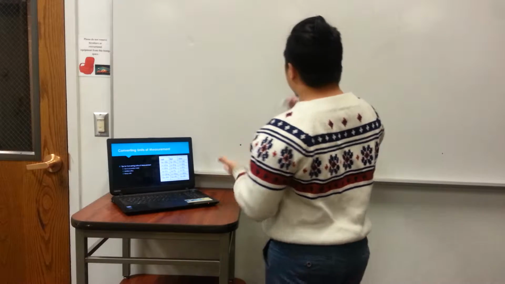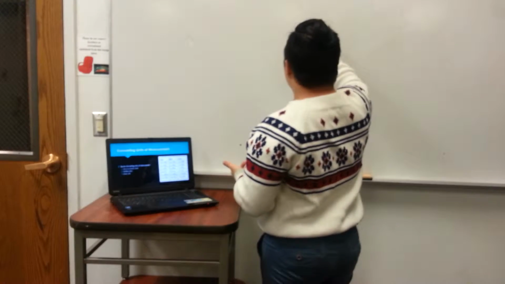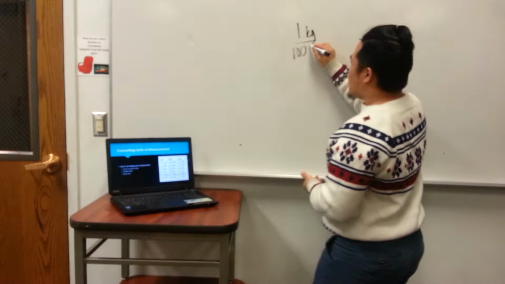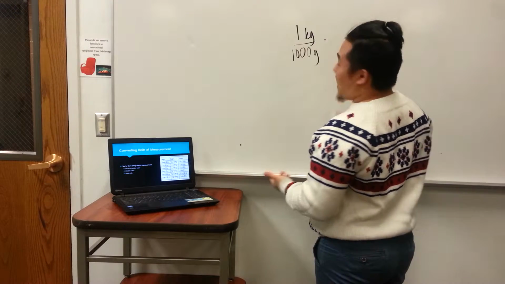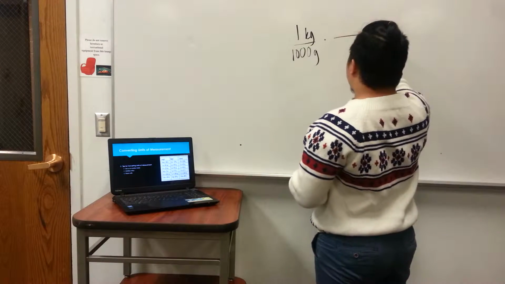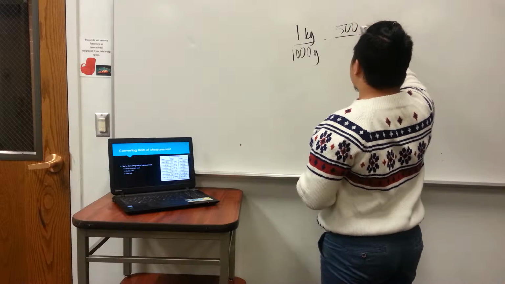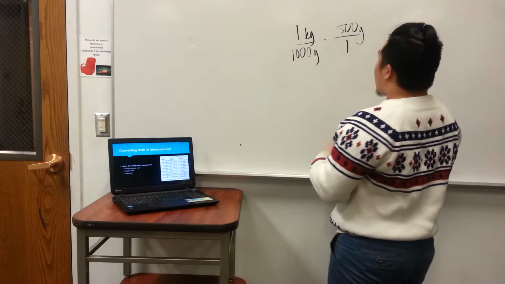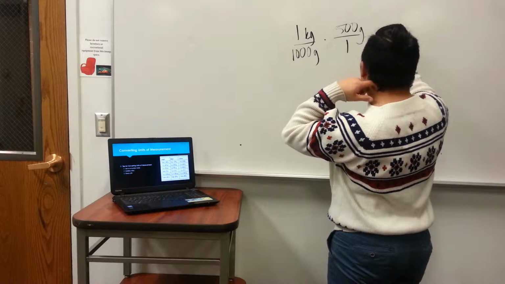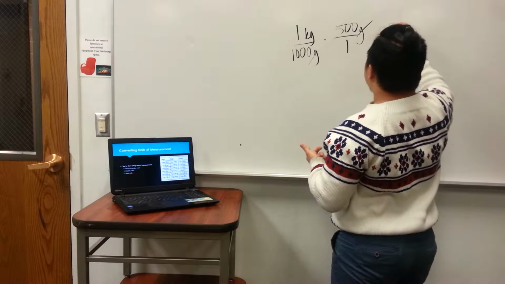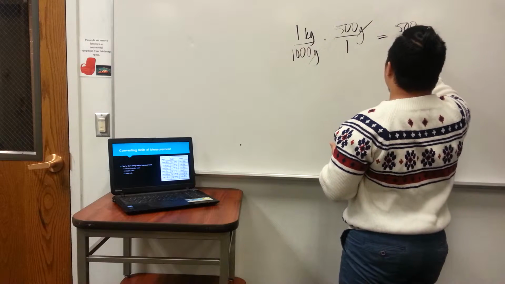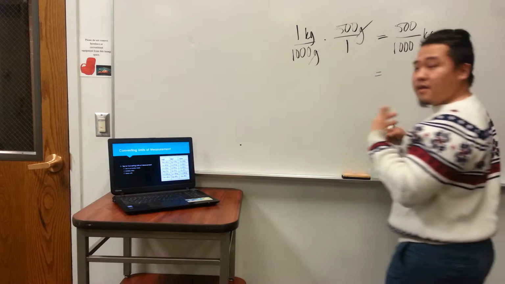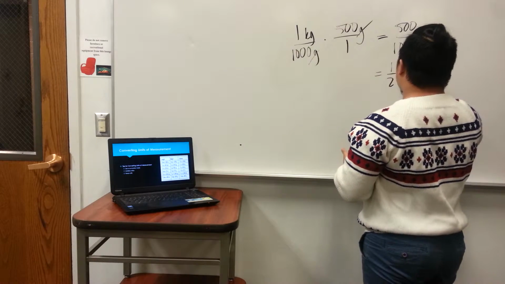So this conversion table tells me that for every 1 kilogram there is 1,000 grams. Now if I wanted to find how many kilograms are in 500 grams, I would write it as 500 grams over 1 ratio. And we do it this way so that when we multiply it, we can cross out the grams, and we are just left with 500 over 1,000 kilograms, which simplifies down into 1/2 kilograms.